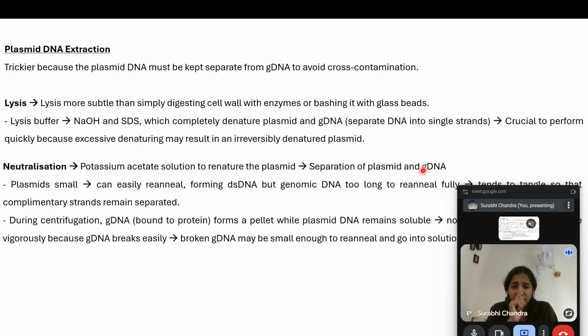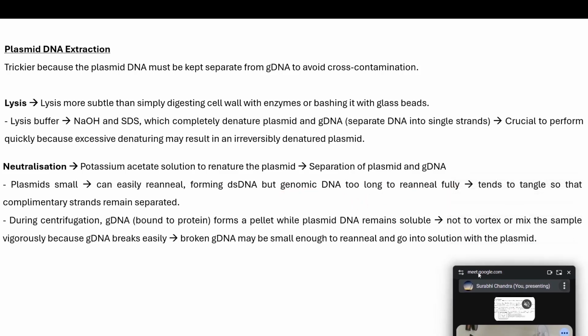Okay. So if we talk about plasmid and genomic DNA, plasmids are really small and can easily reanneal, forming double-stranded DNA, whereas genomic DNA is too large to reanneal fully, and it tends to tangle, so that the complementary strands actually remain separated. So when we centrifuge it, the genomic DNA, which is bound to protein, forms a pellet, while plasmid DNA remains in the supernatant, in the soluble form.